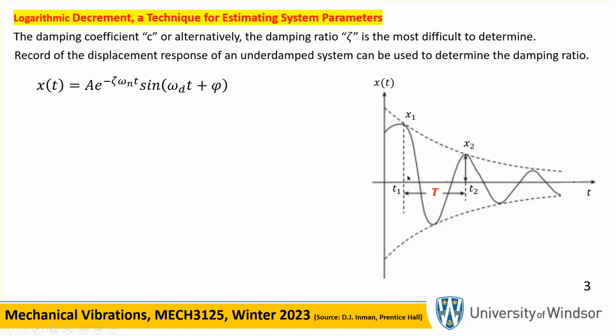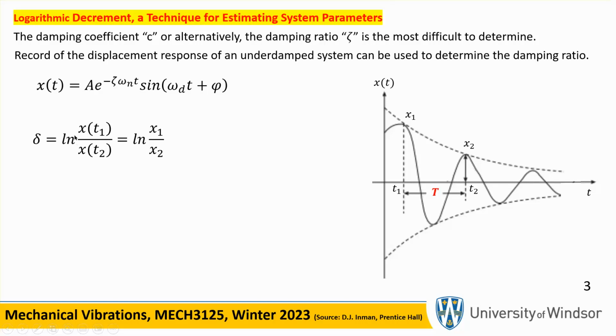Let me remind you that the distance between two peaks is actually the period associated with this damped natural frequency. So for the logarithmic decrement, let's concentrate only on these two peaks, although it is irrelevant which two peaks you take. In fact, you can take many, many peaks. We'll come to that later on. Let's concentrate on x1 and x2.